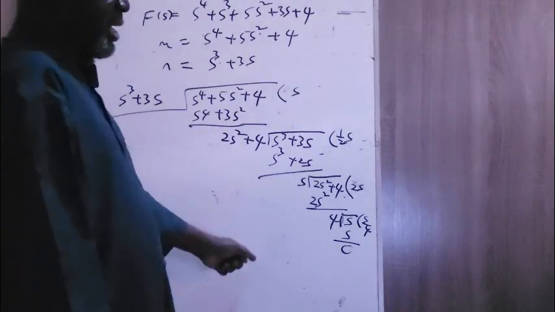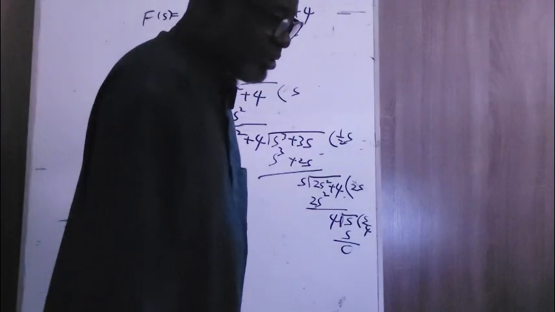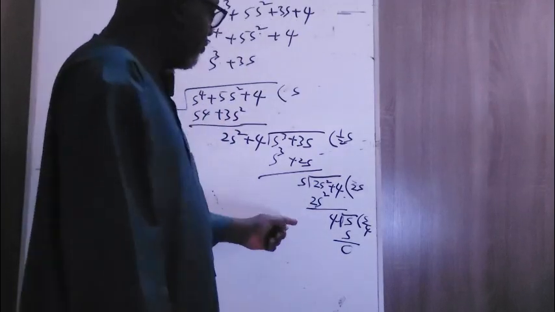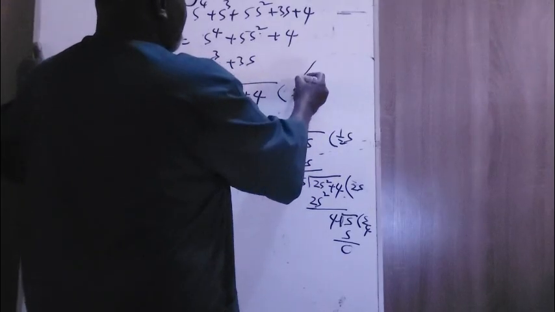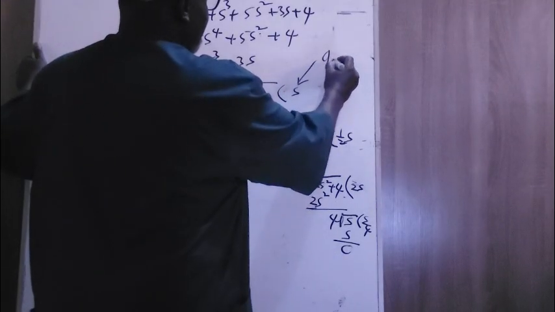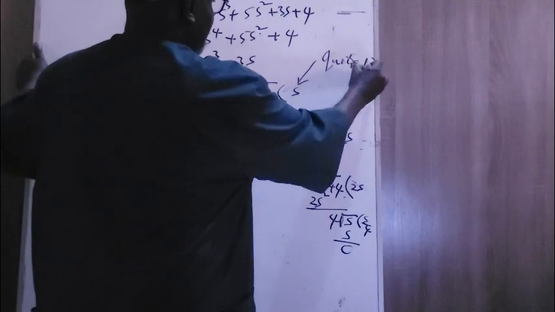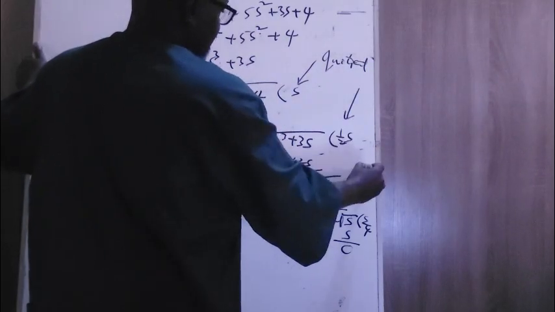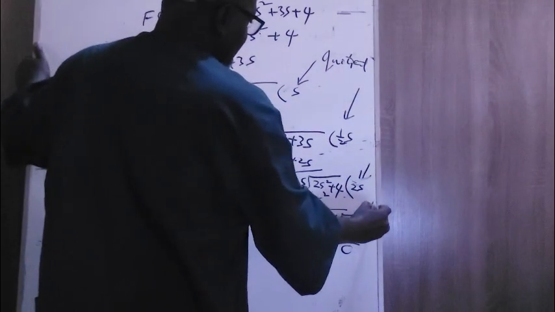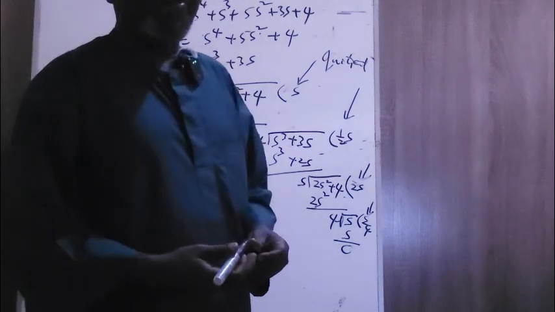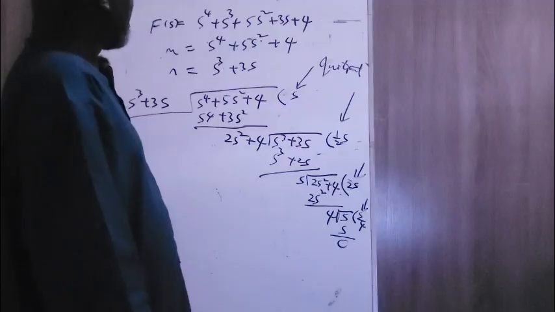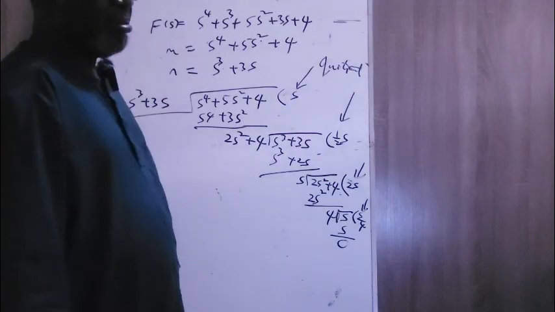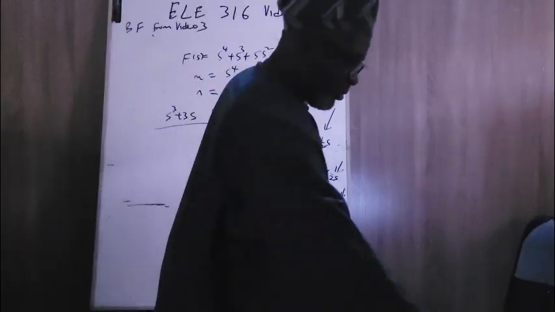Continued fraction. Then these are the quotients. This is what I refer to as a quotient. This is a quotient. This is another one. This is another one. We expect all of them to be positive. So if they are positive, that's a confirmation that that polynomial is Hurwitz.